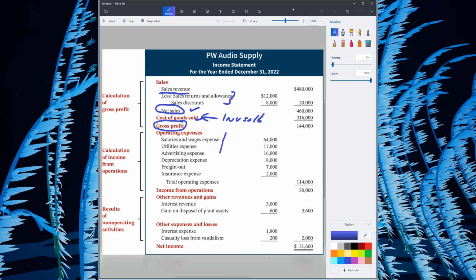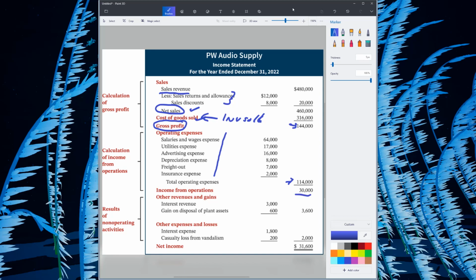And then we go ahead and take out all these other expenses, these operating expenses, which we say were wage, utility, depreciation, freight out. I also had rent in there. And so we subtract that. So our gross profit was 11144. We take away 114. That meant our income from operations was 30.